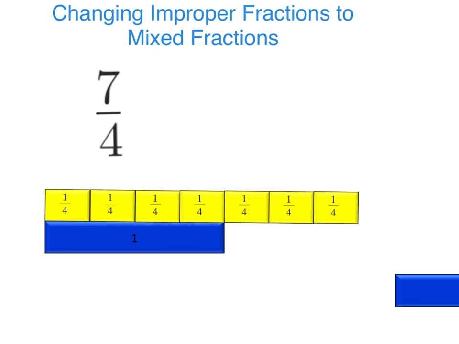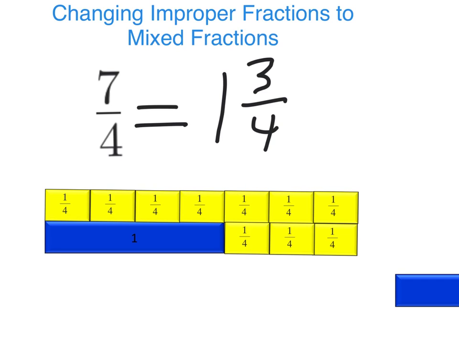And that simply tells us that 7/4 is equal to 1 and 3/4. Magically, 3 more fourths appear, and you can see quite clearly 1 and 3/4 is the same thing as 7/4.